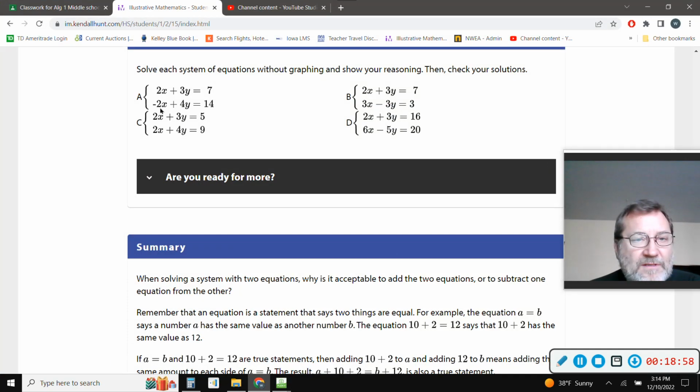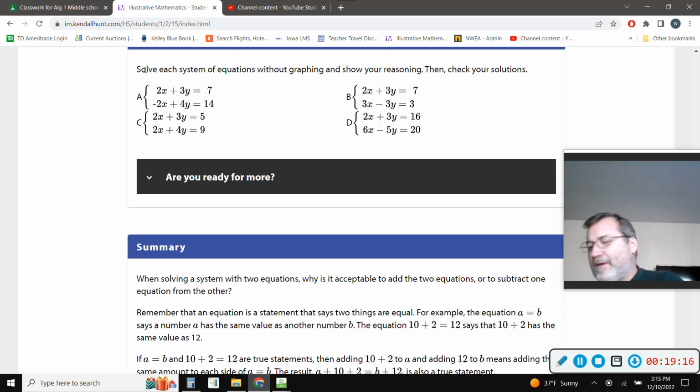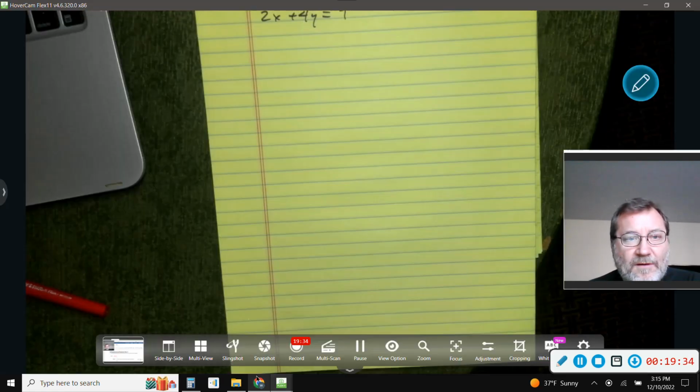All right. Now on C here, that elimination didn't really fit itself right here or right here. This one you can do elimination or you can do substitution. Just for fun, let's do a substitution here because it should be pretty straightforward. So let me get a fresh sheet of paper here. And 2x plus 3y equals 5. And 2x plus 4y equals 9. All right. So let's just do a substitution on that one.